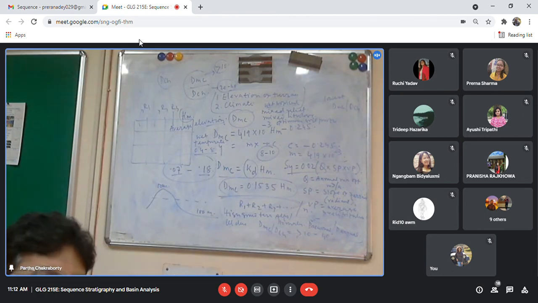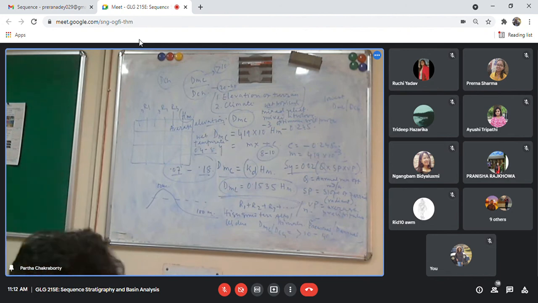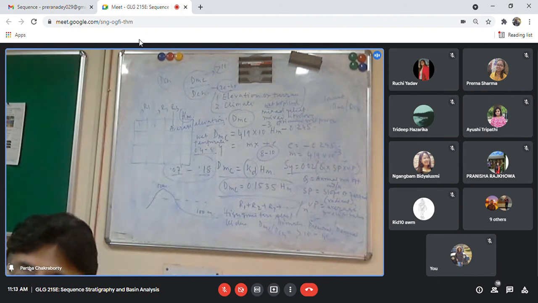I have only one or two topics left now. One topic is, because of denudation, the isostatic rebound, because whenever you have a major denudation, there will be an isostatic rebound of the land. I will touch on that, and then one more class of half an hour on the different basin analysis techniques, that is, the isopach map, isolith map, and all the techniques that people use.